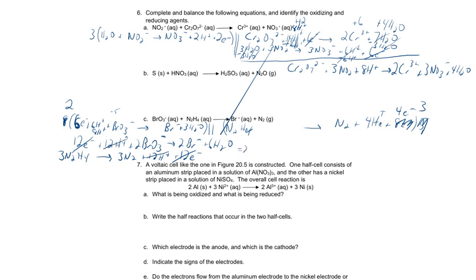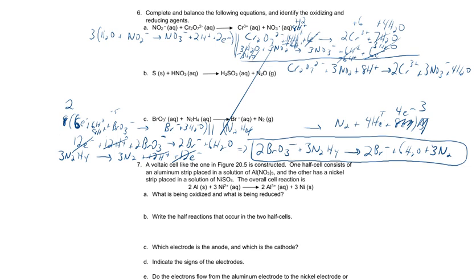And I get 2 BrO3 minus plus 3 N2H4 gives me 2 Br minus plus 6 H2O plus 3 N2. Sorry for the confusion there. It happens to everybody.